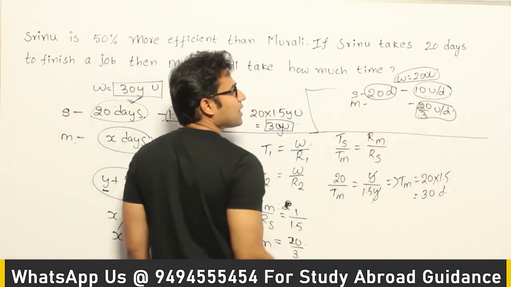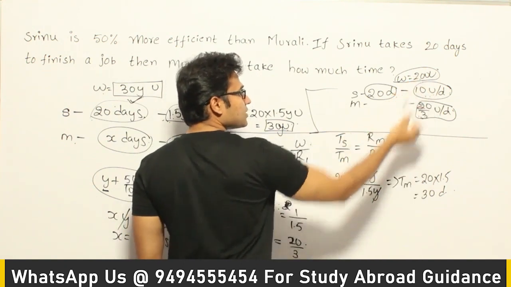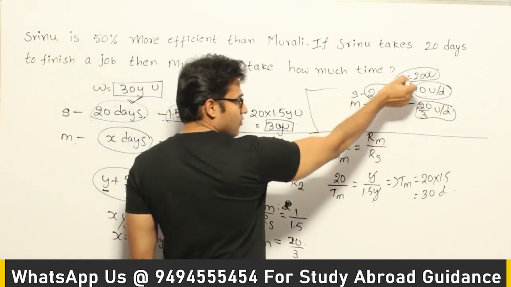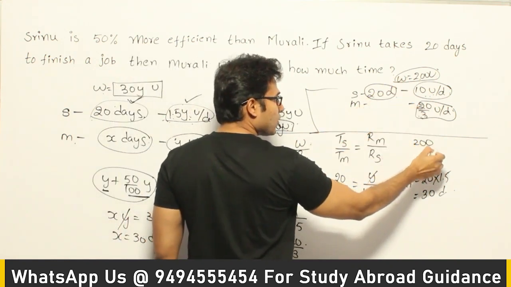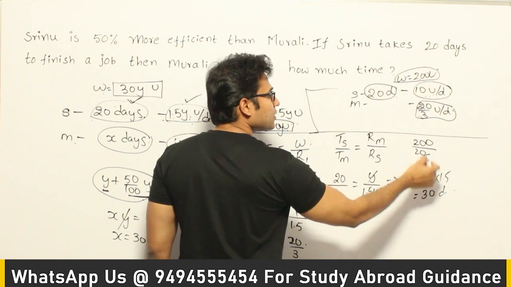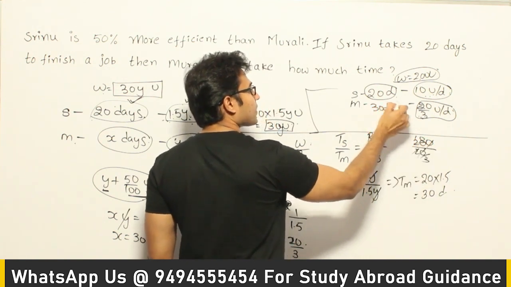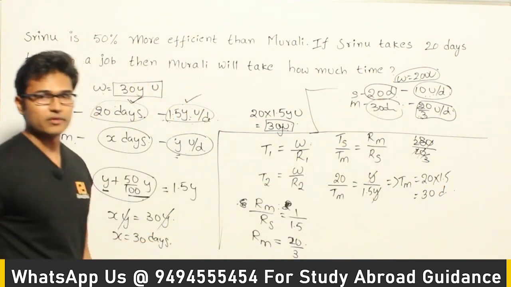Now at this rate, how many days does it take for him to finish 200 units of work? It is nothing but work divided by rate, which means 200 divided by 20/3. Got it? So you are going to get 30 days. So you can use any of these methods to solve it.